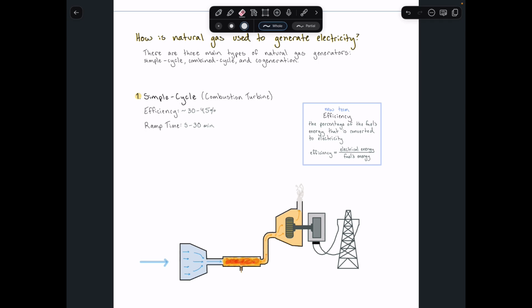So here we look at the efficiency of a simple cycle power plant. It's 30 to 45% efficient. That means 30 to 45% of the energy released in the combustion reaction of the natural gas is converted to electricity. So let's quickly run through this. There is an air intake in this power plant. The air is then compressed.